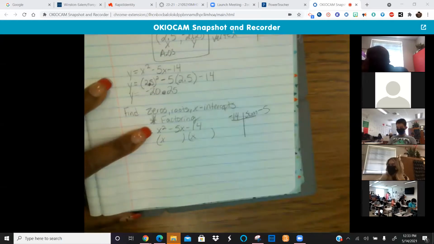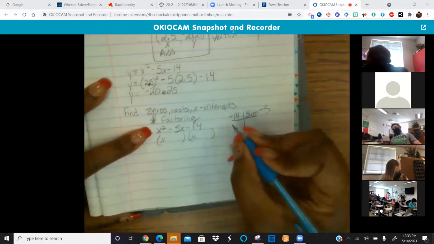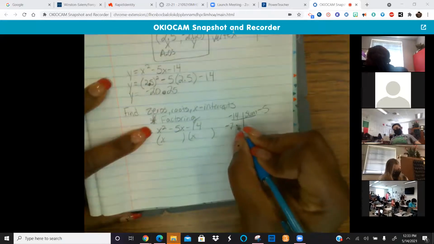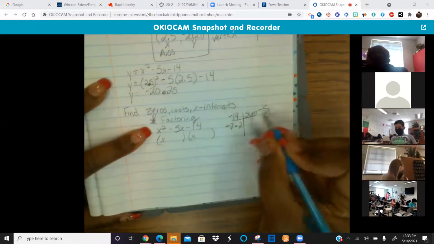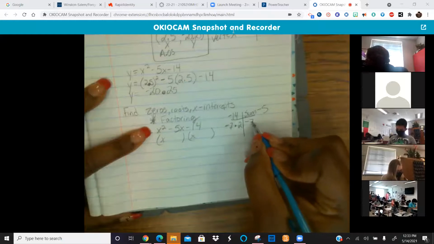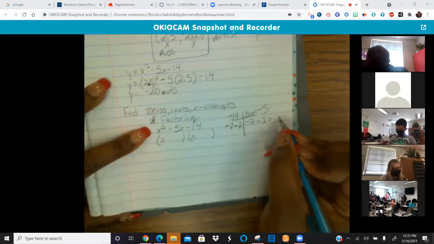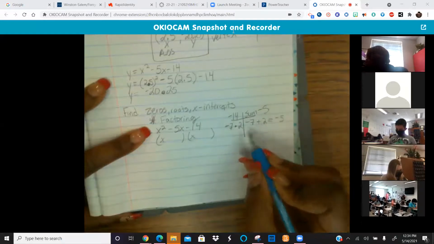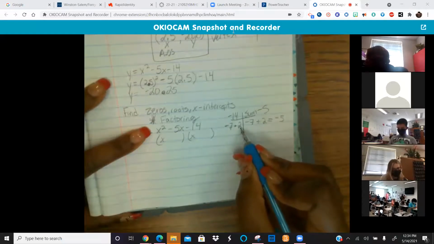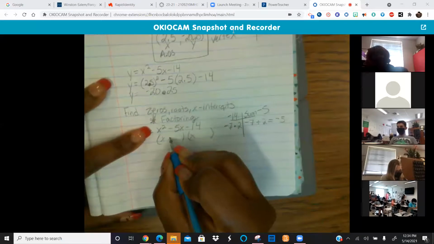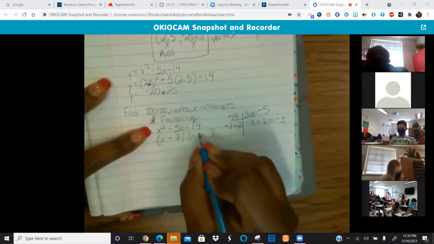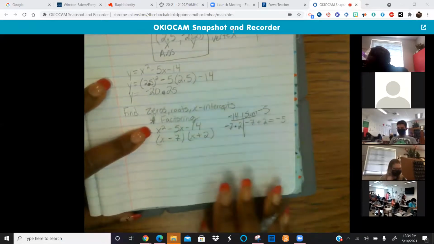Okay, so what two numbers can be multiplied to give us a negative 14? Negative 7 and positive 2. So when I add those together, negative 7 plus 2, does that give me a negative 5? Yes, it does. So you can use negative 7 and positive 2. So that's minus 7 plus 2.